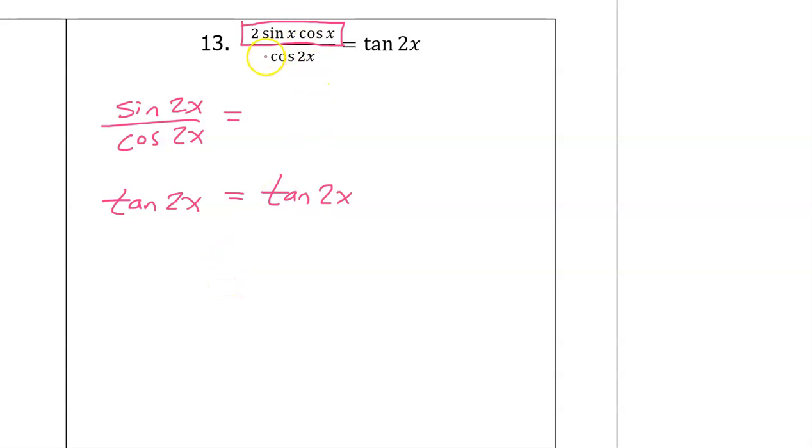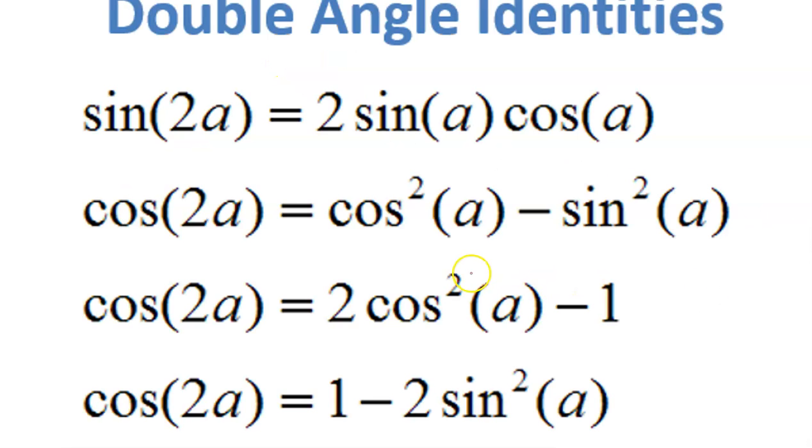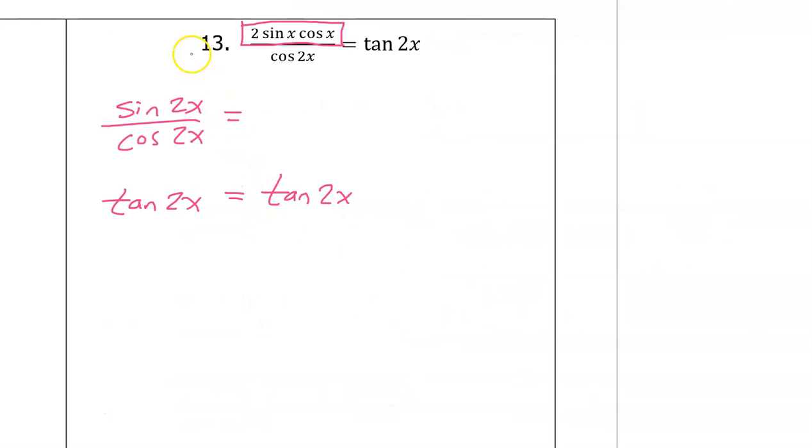This probably would have worked out somehow or another if I had maybe substituted cosine 2x for one of these 3 identities. But I think you'll agree that this is by far the easiest way to do it.